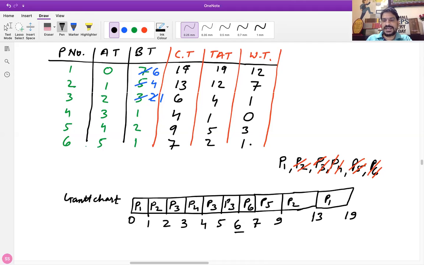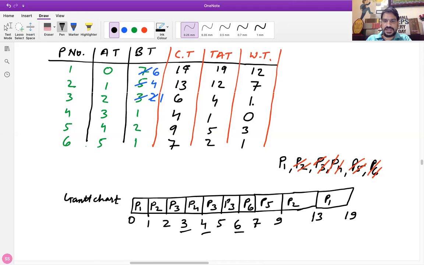Now waiting time will tell us how much time a process is waiting in the ready queue. So how much time is a process waiting? You can see that P4 is not waiting at all. Once P4 comes at time T3, it gets a chance on the CPU and it will execute, because P4 has an execution time of 1. So it has the least execution time at that particular time. So it is executing and getting the CPU.